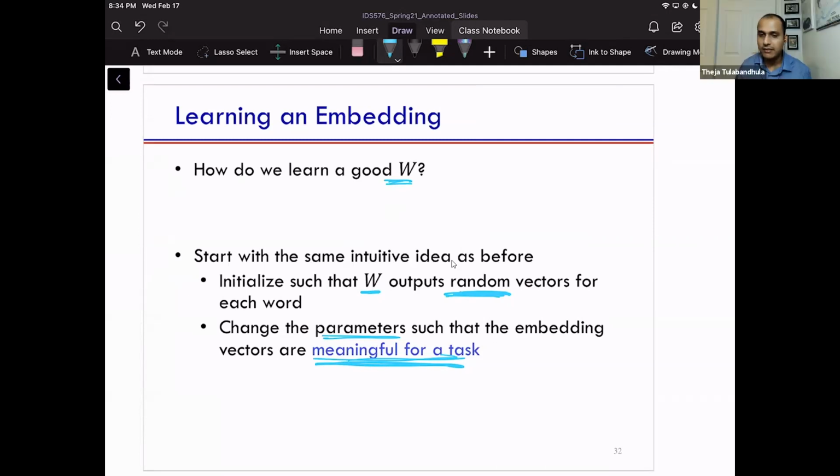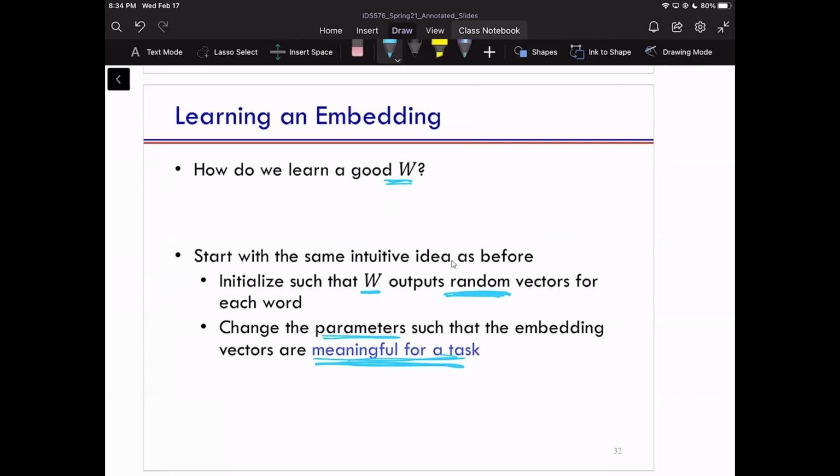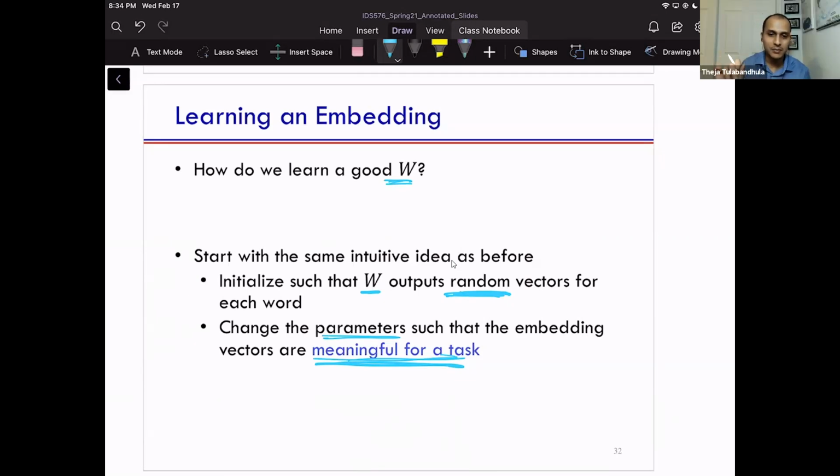So if I have 10 words in my vocabulary, then for each of the words I have, let's say, a 5-dimensional vector. That means there are 5 numbers that I need to tune for each of the 10 words in W. So 10 is the vocab size, and 5 is the dimension.